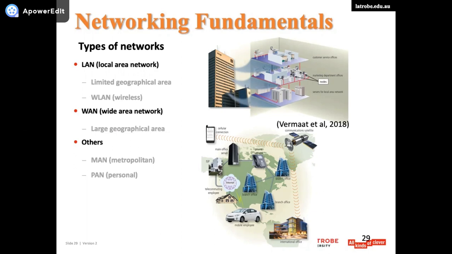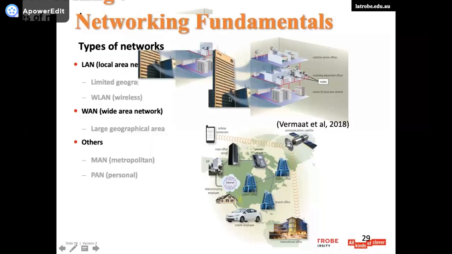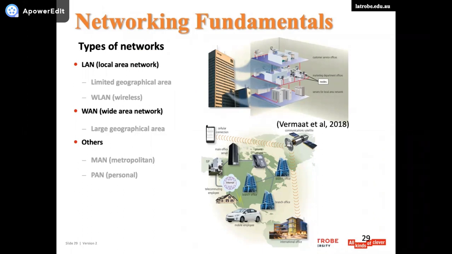The second type of network is called WAN, the wide area network. Compared with LAN, WAN covers a large area. It could be a city area, a state area, or even a country area. And our internet is the biggest WAN. So now you know the definition of WAN.